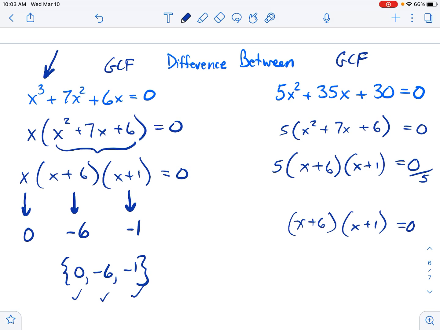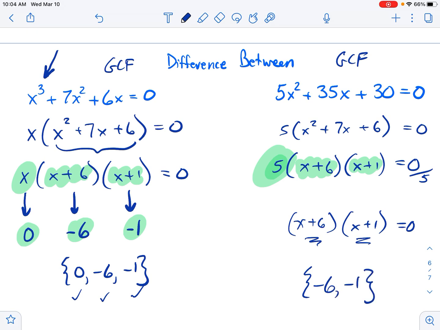That's fine. But one thing I want you to notice, over here I had an x times my binomial, so I got 3 solutions. Here I just have a 5 times a binomial times a binomial. This 5 is not going to create a solution of 0, because it's a 5. Also, I can divide it away to just get these. So the only solutions I'll have are negative 6 and negative 1. And notice I have a degree of 2, and I had 2 solutions.